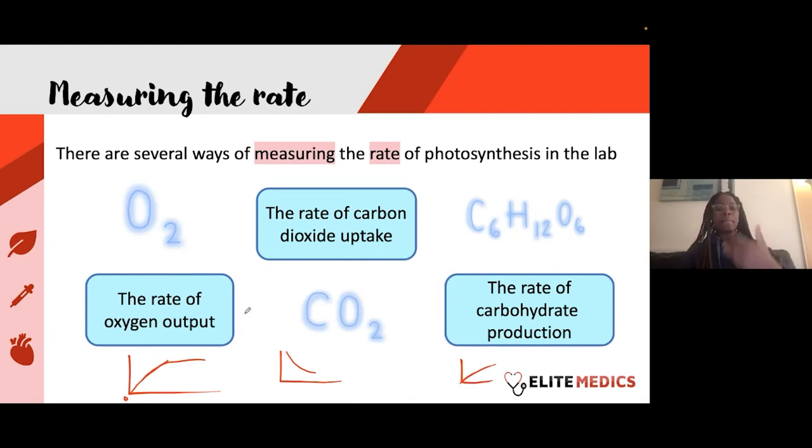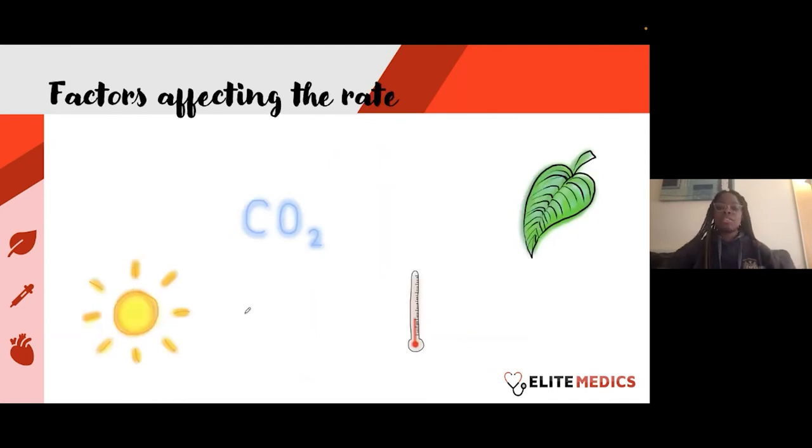Measuring the rate means measuring how fast the reaction is actually taking place. But there are things that can affect how quickly the rate is carried out. So here we have four different factors. Before I go on and tell you what the factors are, based purely on the pictures, can you guess what these four factors would be? I don't really have a quiz for this, but wherever you are, just think to yourself, we have four pictures right now.